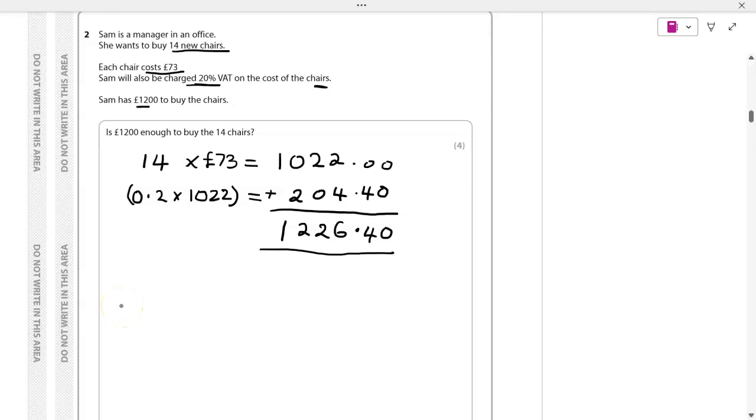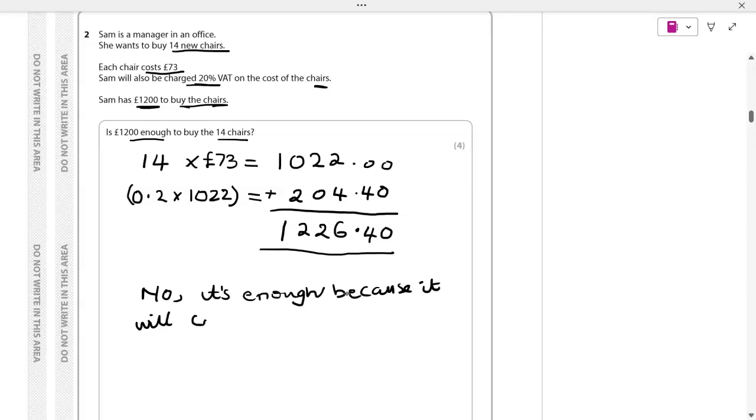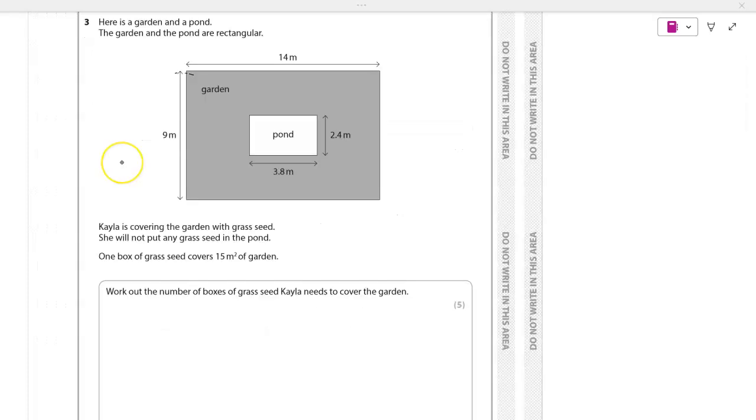We are told that Sam has 1,200 to buy the chairs. Is 1,200 enough to buy 14 chairs? We can say no, it's not enough, because it will cost 1,226 pounds and 40 pence.